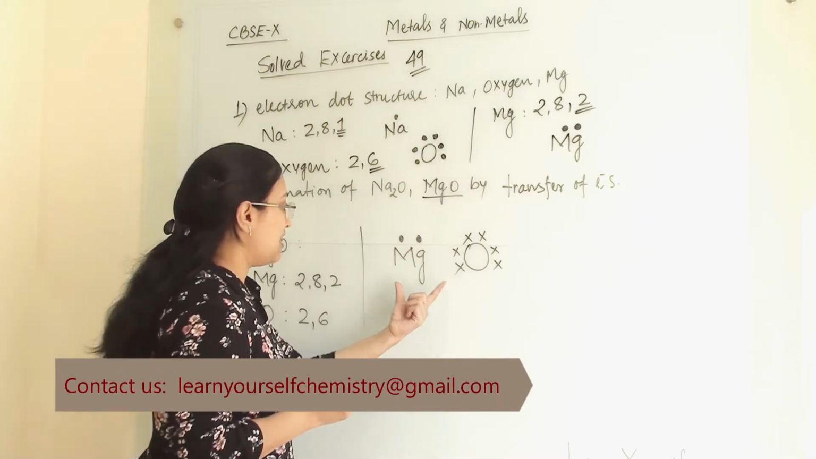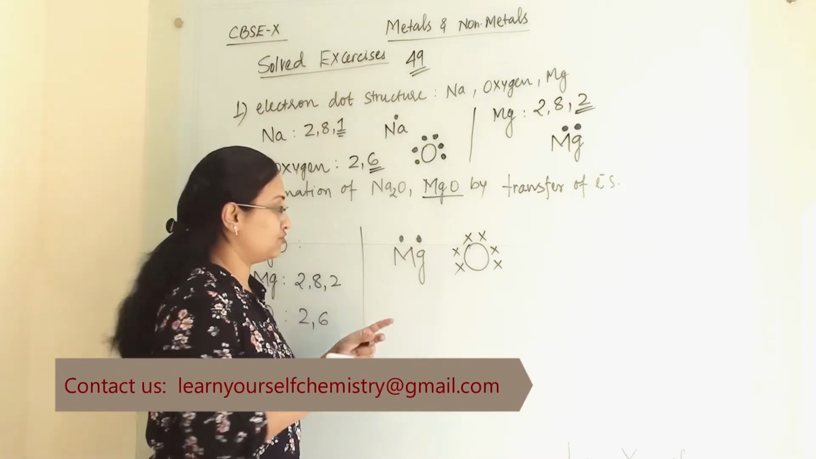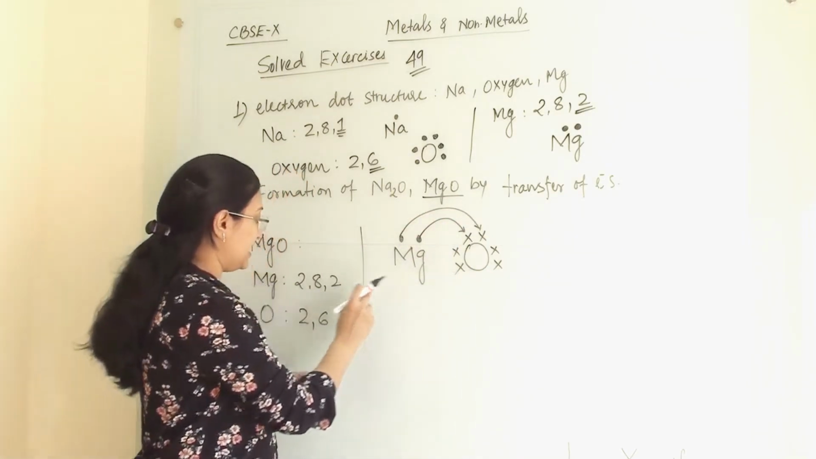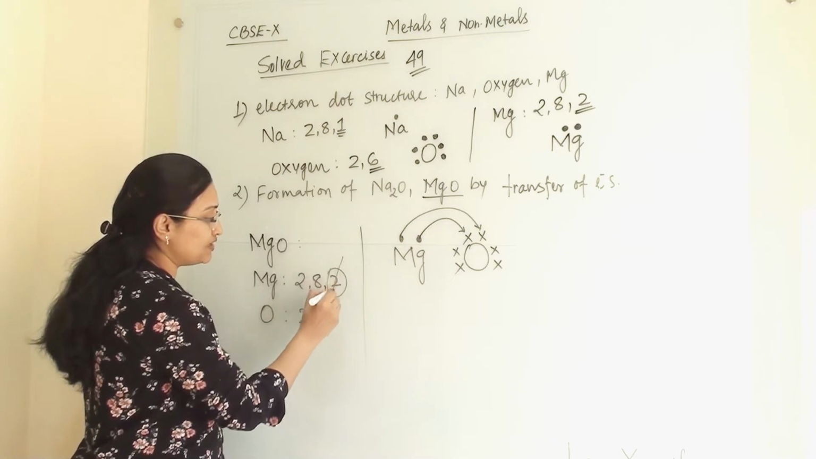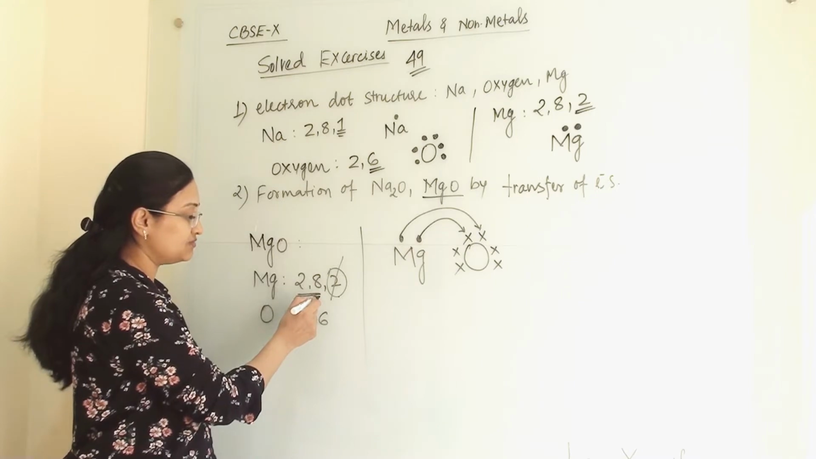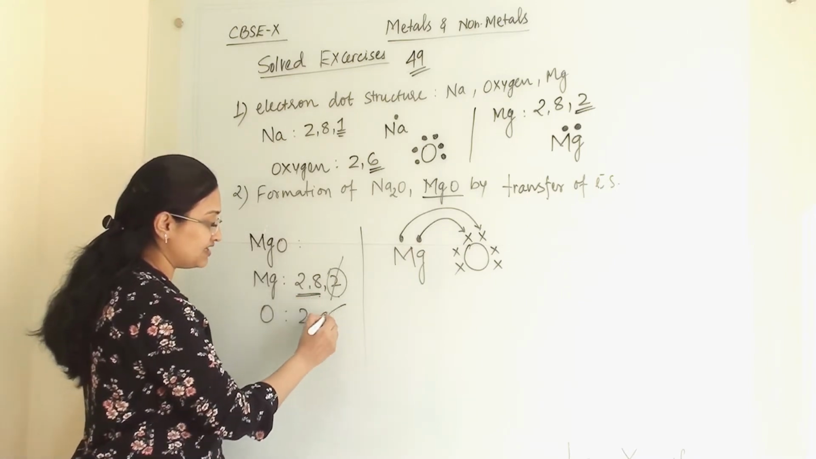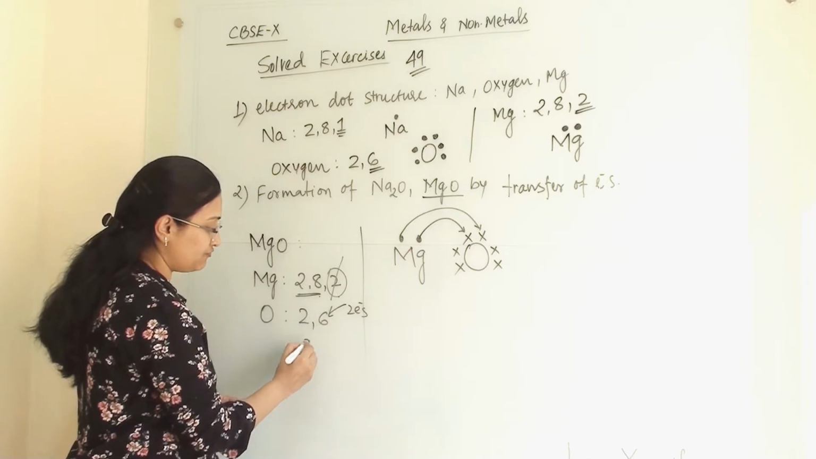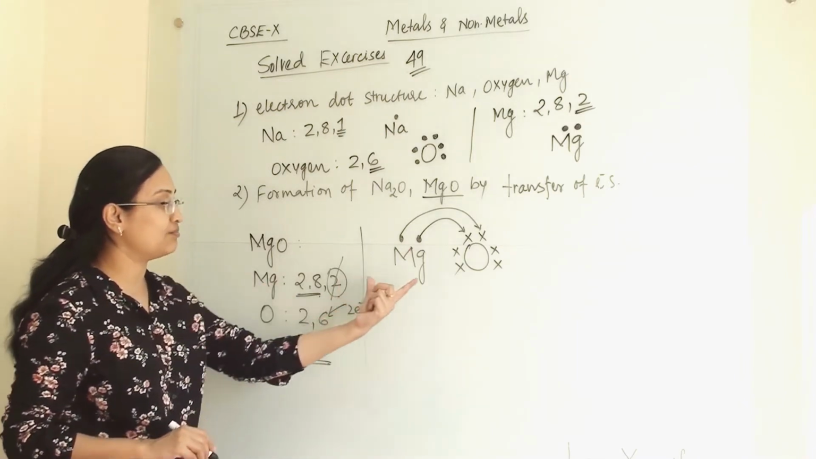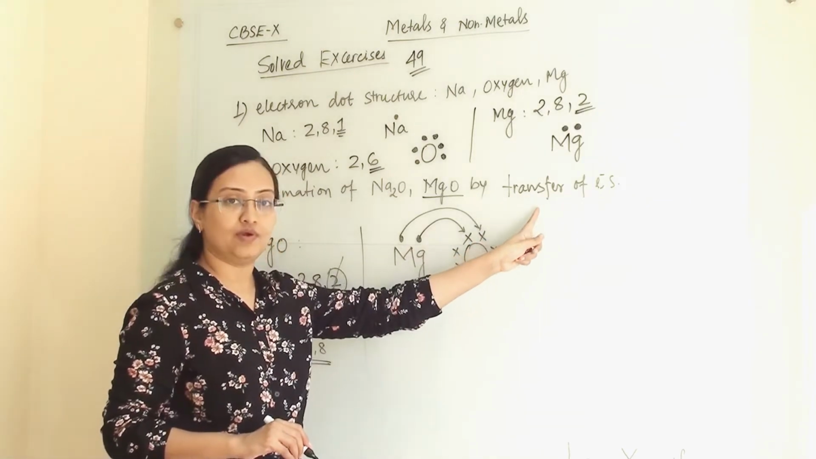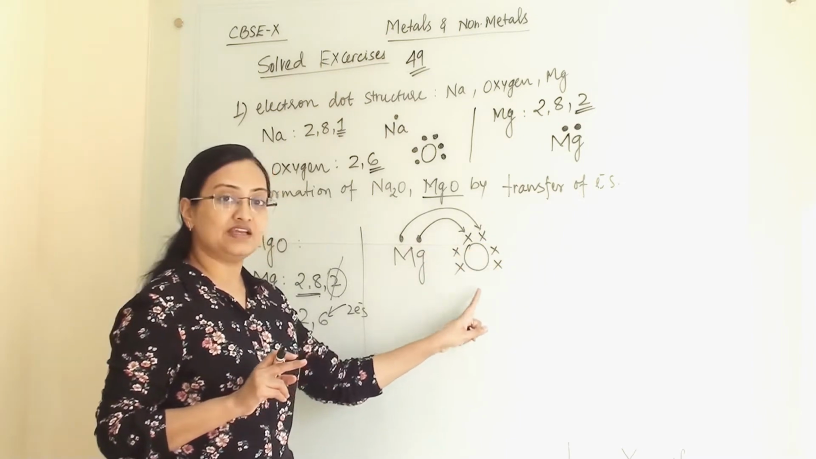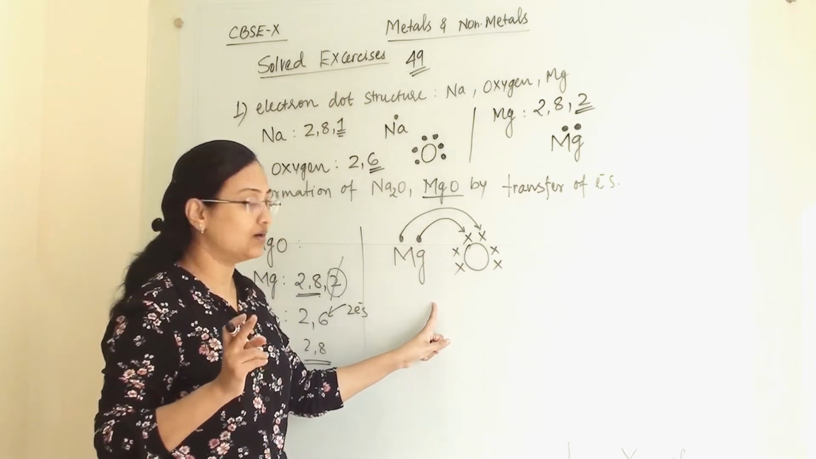Now magnesium has 2 valence electrons. So it will transfer both electrons to oxygen, and it will lose 2 electrons and form an electronic configuration like neon. So it will become stable. While oxygen will accept 2 electrons and form a 2,8 electronic configuration like neon. So in a way, when they are making this bond, an electrovalent bond, which is formed via transfer of electrons, in this bond both atoms will become stable.